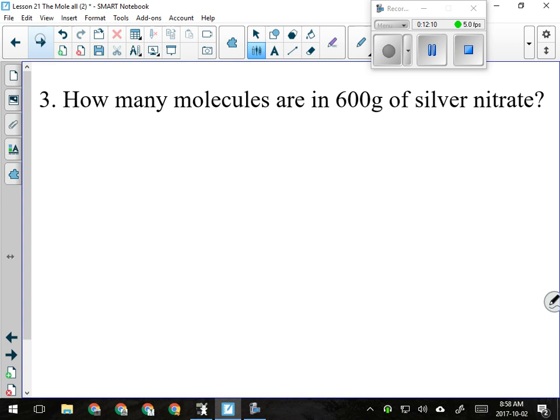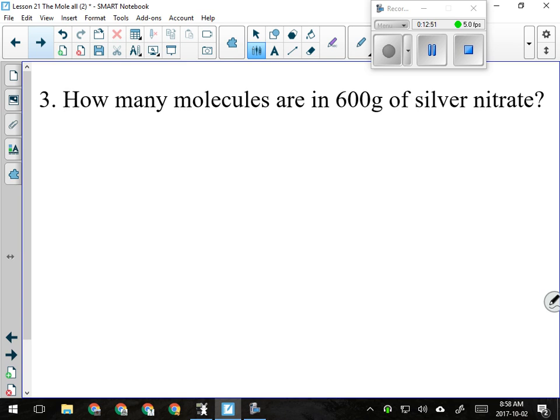Okay. So now we're going to need Avogadro's number in this one. So in this question it says, how many molecules are in 600 grams of silver nitrate? So I'm not looking for moles now. Now I'm looking for molecules. I'm actually still going to need to find moles, though. Why? Once I know how many moles are in 600 grams, I can use that, along with Avogadro's number, to figure out how many molecules there are. Because Avogadro's number tells me how many molecules are in 1 mole.